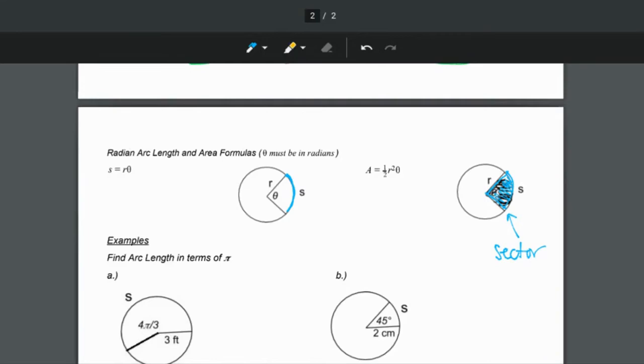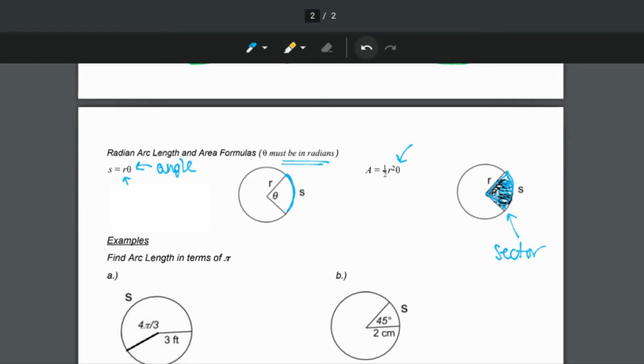So how do we get these formulas? S represents the arc length, r is your radius, and this symbol is theta. That's your Greek letter to represent your angle measure. I think that formula is pretty straightforward. This area formula is based off of an angle measure that must be in radians. So it's 1/2 r squared theta.